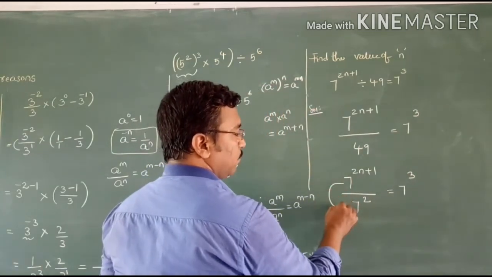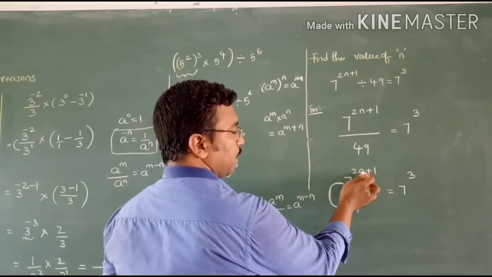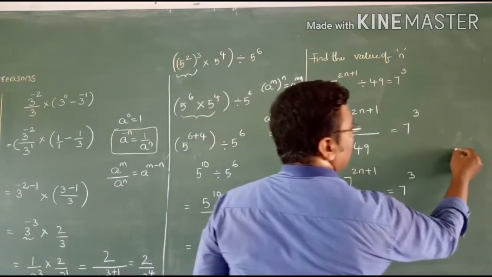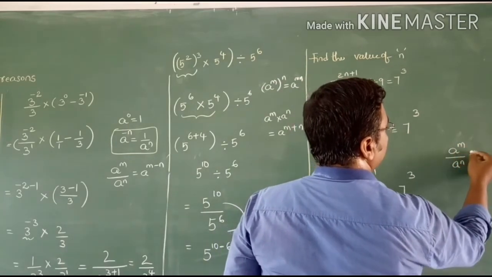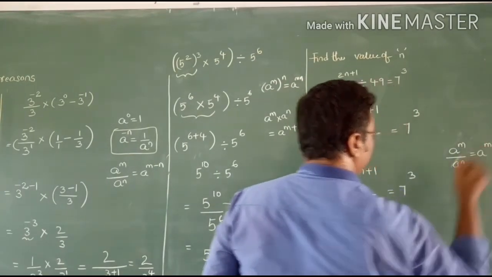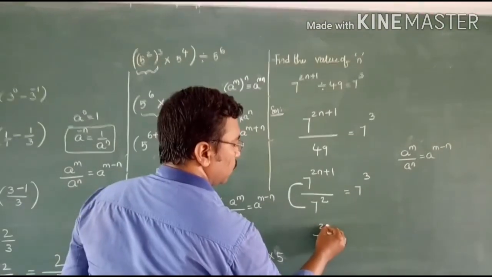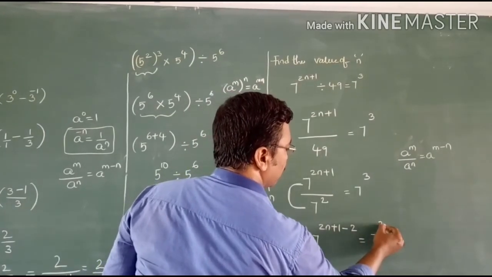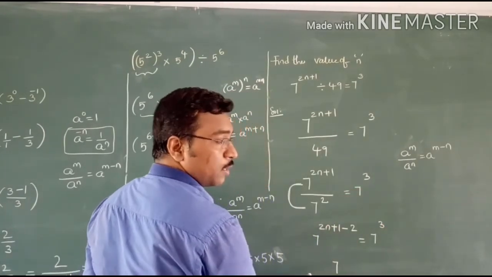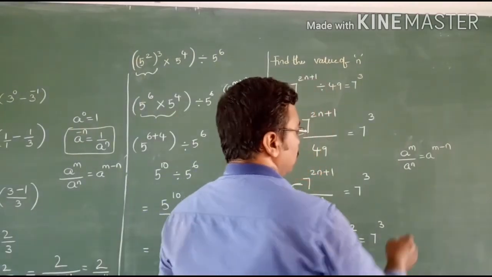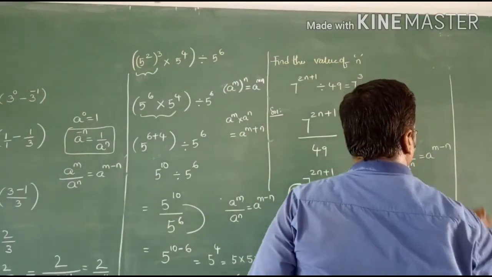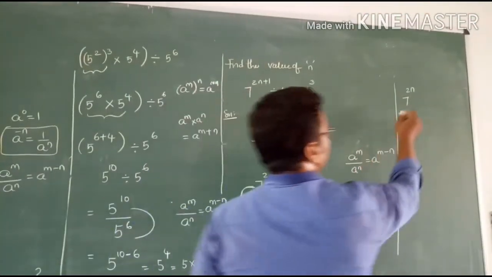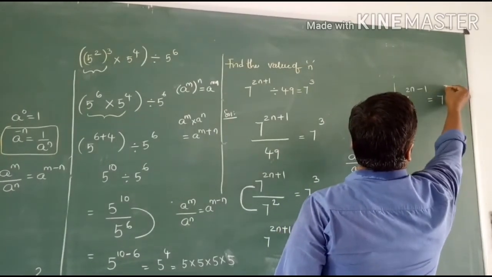Now this is of the form a power m by a power n. So see, a power m by a power n is equal to a power m minus n. So 7 power 2n plus 1 minus 2 is equal to 7 power 3. 7 power 2n plus 1 minus 2, that is minus 1, is equal to 7 power 3.